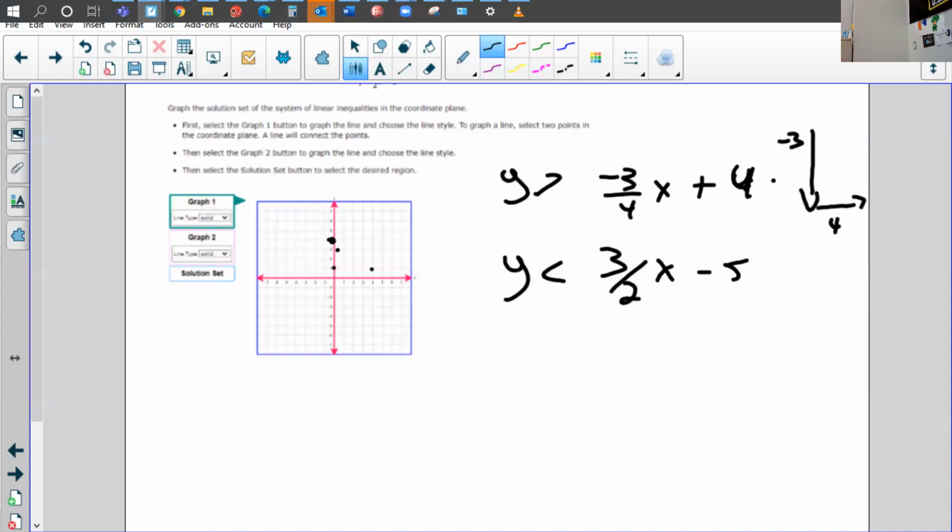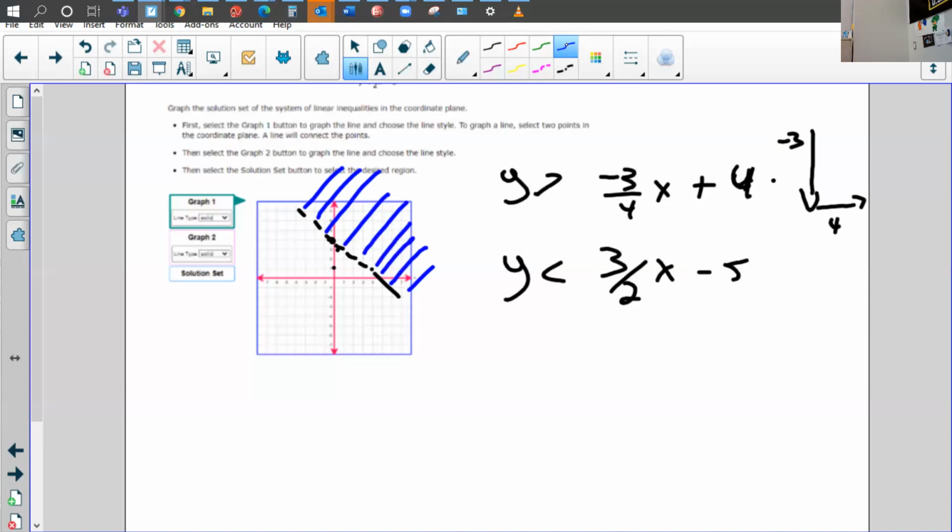I'm going to shoot on the star, but it's a dashed line, right? And it's greater than. So my shaded area, because greater than is above the line, is going to be this way. Okay. Let's go to the second line now.